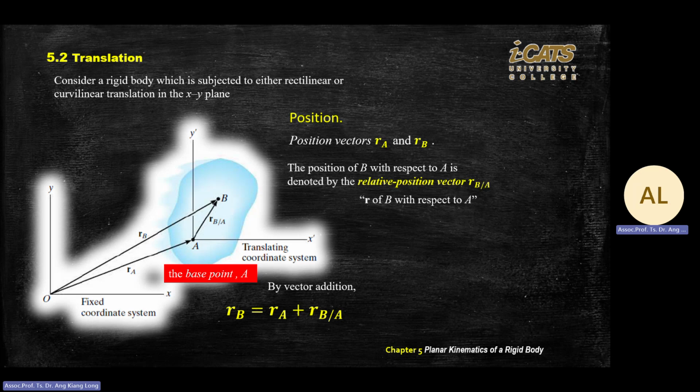Okay, then you link all the positions together, you get a triangle. Then you build the triangle. You just need to be sure of the RB/A line. Once you have this line, you're able to build the arrow. Okay. So vector addition, you have RB equals RA plus RB/A, or you can write RB/A equals RB minus RA. It's the same.